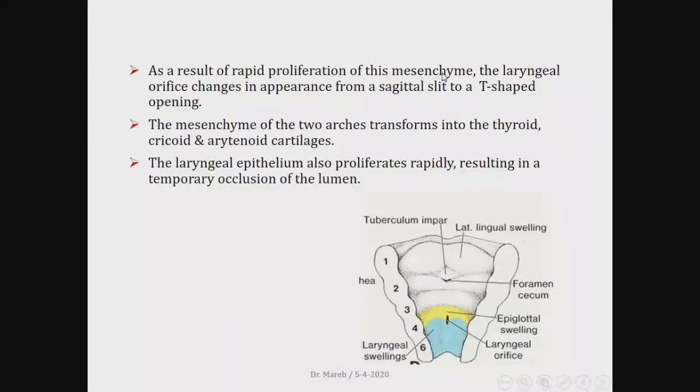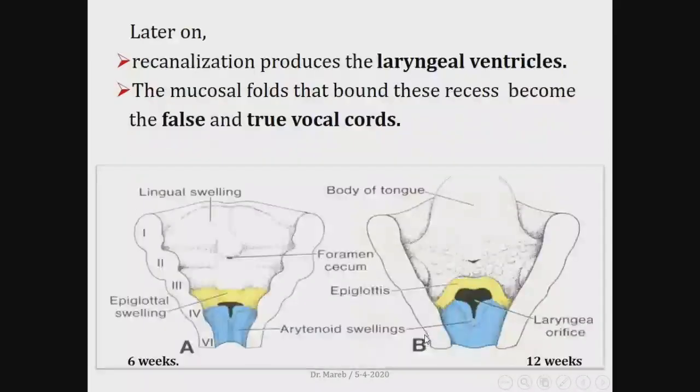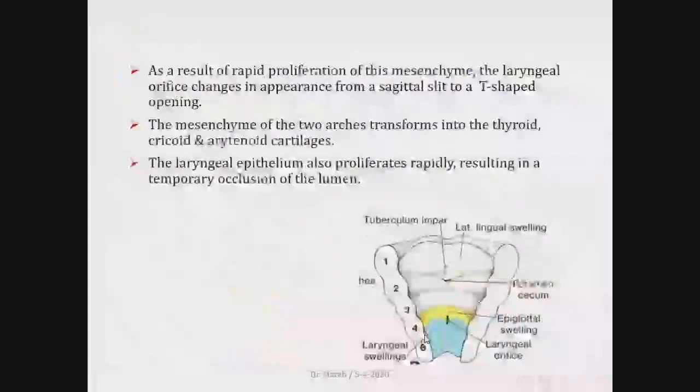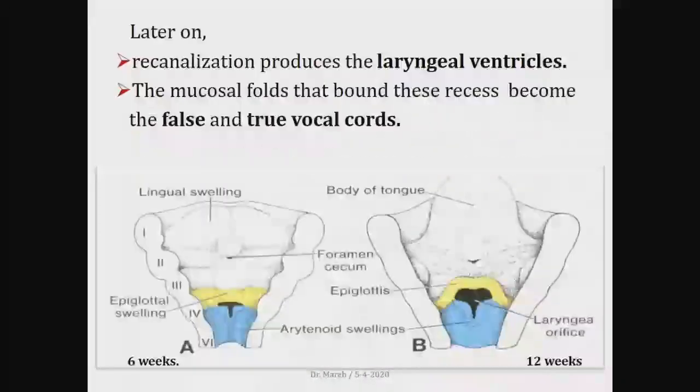The mesenchyme of the pharyngeal arch starts rapid proliferation. And the laryngeal orifice will change its appearance from a sagittal slit to a T-shaped opening. The mesenchyme of the two arches will start to transform into thyroid cartilage, arytenoid cartilage, and corniculate cartilage. And the laryngeal epithelium also proliferates, and it will result in the temporary closure of the laryngeal orifice.